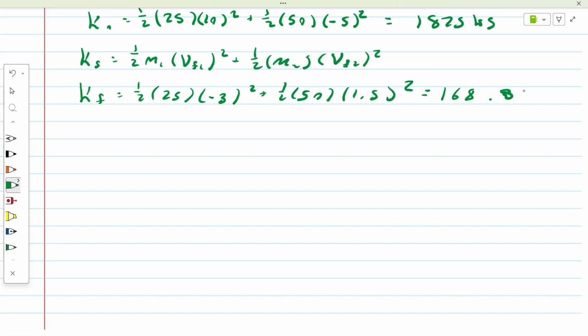And we get that this energy is only about 168.8 kilojoules. So this energy initial does not equal the energy final, because we had 1875 does not equal about 169. So we know that this must be an inelastic collision because the kinetic energy was not conserved.